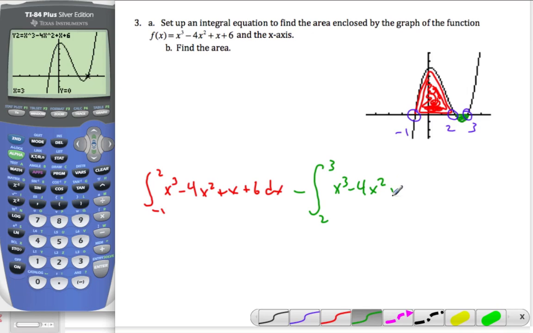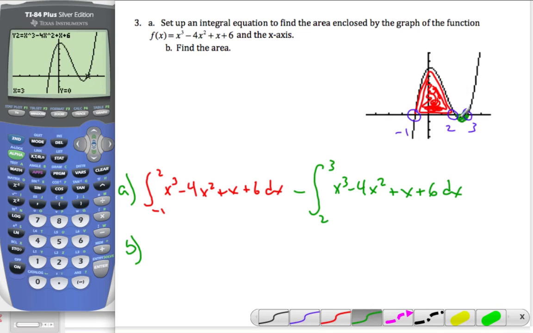This could get really sloppy, so to actually calculate this all out, we'll let the calculator do some work for us. This is saying you have just set up the integral equation. That's done. B part is find the area. I'm not going to do all the calculation. I'm going to use my calculator.